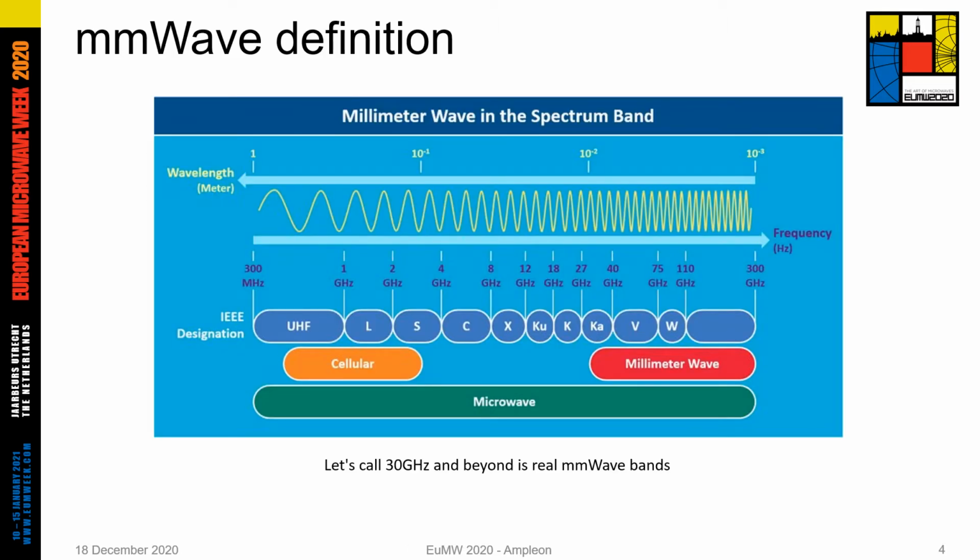What is millimeter wave? Millimeter wave is the wave whose wavelength is in the millimetric range, millimetric scale, which means theoretically from 30 gigahertz up to 300 gigahertz. But due to some applications for 5G and also some radar applications for satellite, currently everything above 20 gigahertz, we call it millimeter wave.